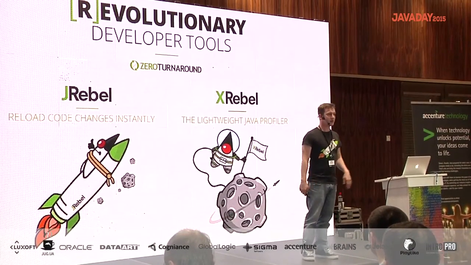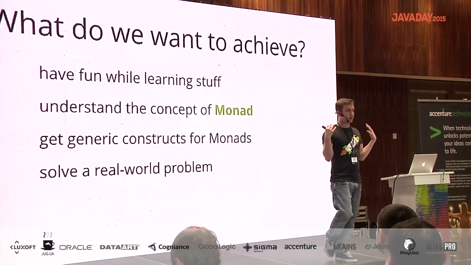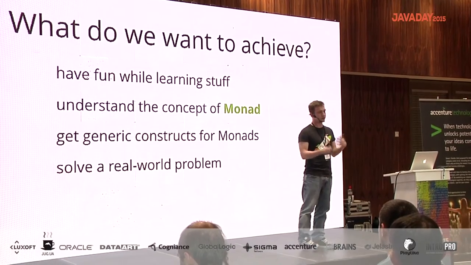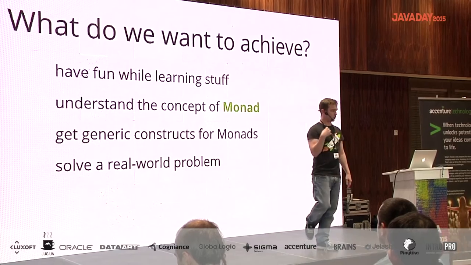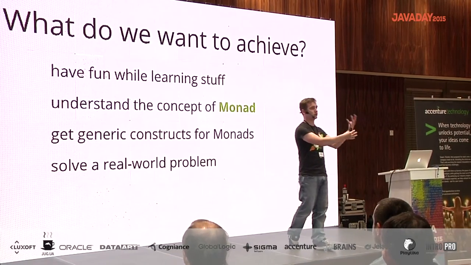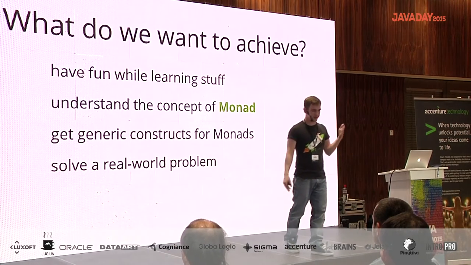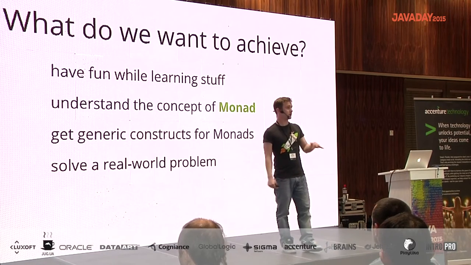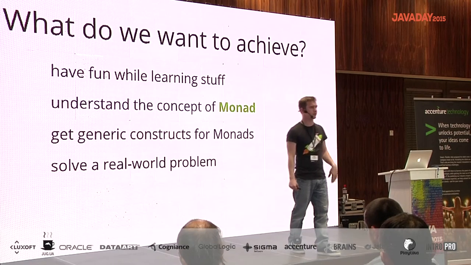So that's a short introduction. If we talk about what we want to achieve during this session, first we want to learn some stuff. We want to learn about what a monad is. We want to understand how to apply that, how to figure out which parts of code are monadic and what parts of code are not. So if in the future you find a piece of code that looks like something you saw here, you'll be like, oh, that's a monad. I can reason about this piece of code now.